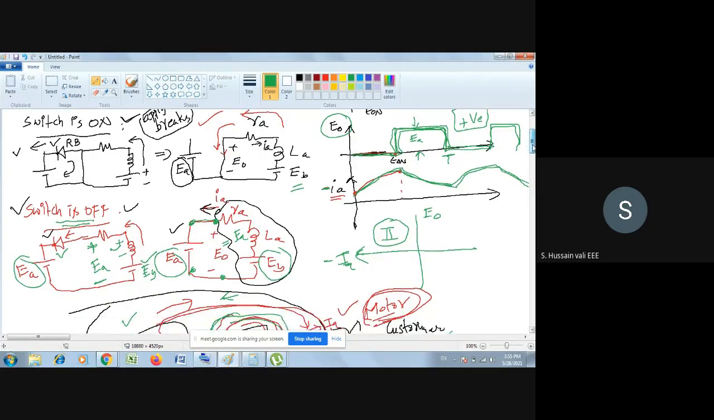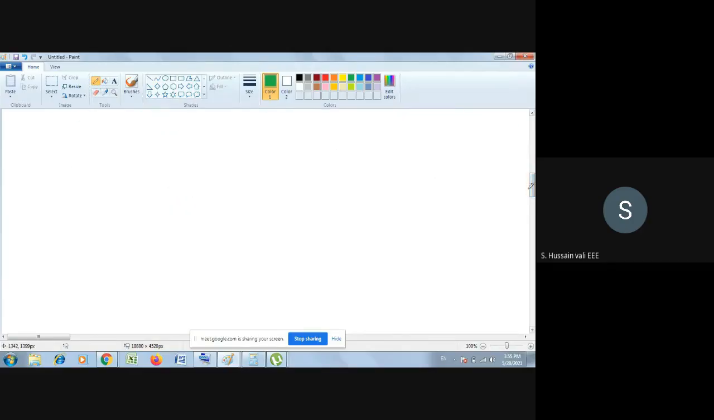Now we will go to the fourth quadrant. Directly I will tell you. I will explain the fourth quadrant chopper, so that in the fourth quadrant chopper I will explain all the four modes.